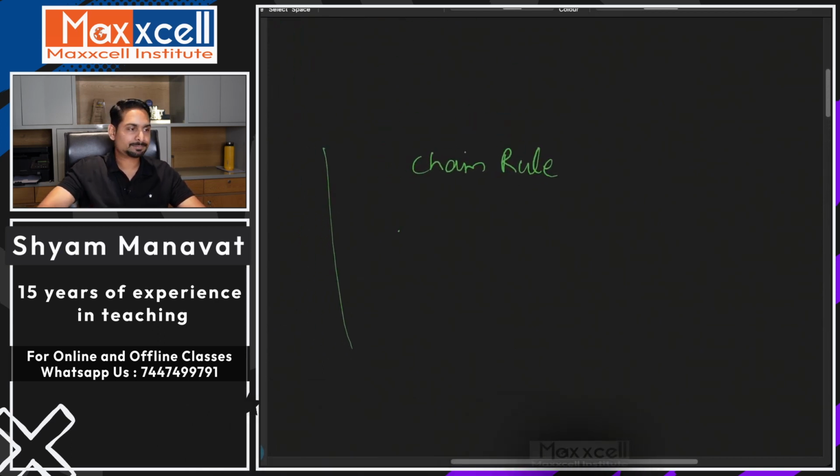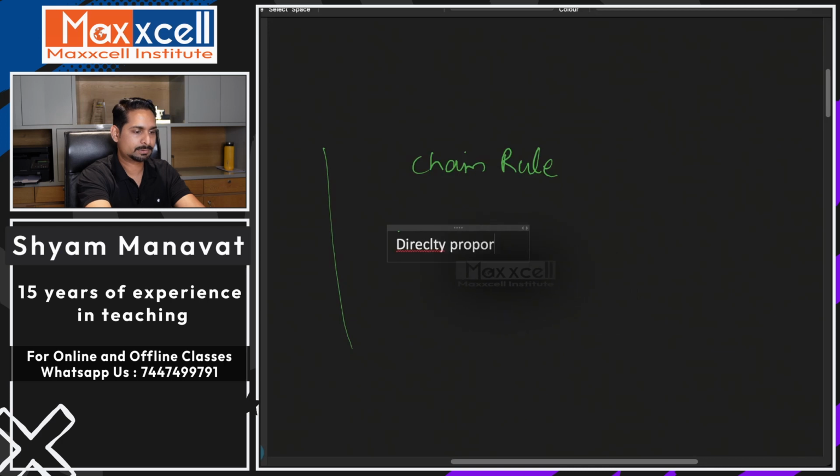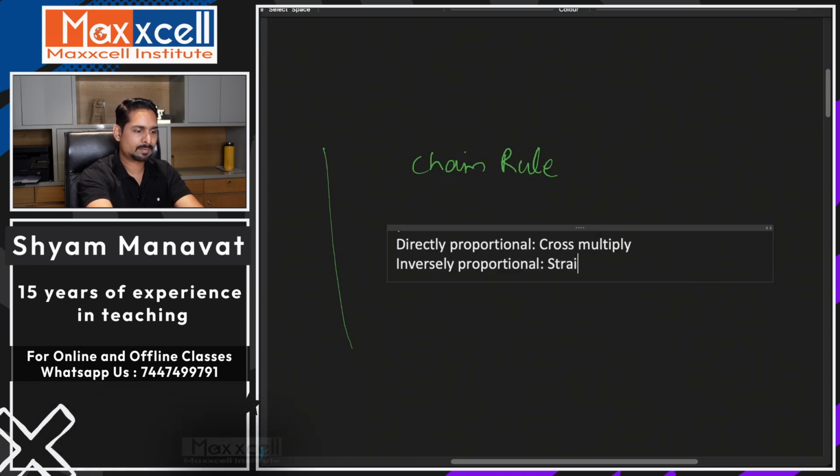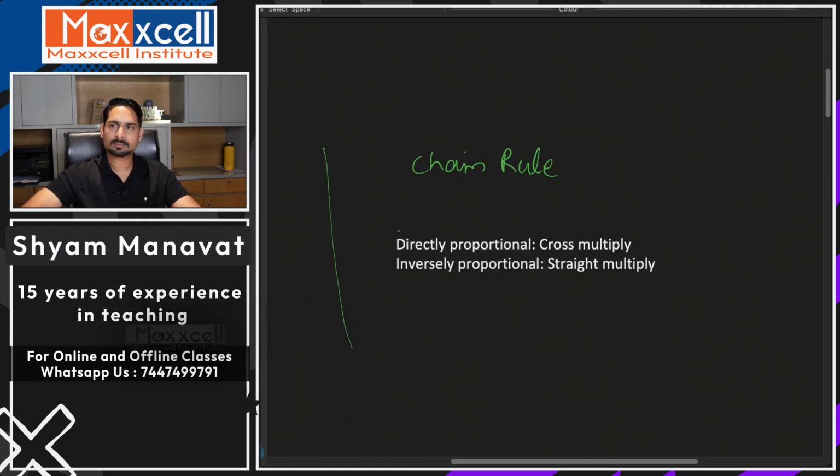If it is directly proportional, let's make a note here. If it is directly proportional, then we use cross multiply, and if it is inversely proportional, then we use straight multiply. Keep in mind, directly proportional and inversely proportional.